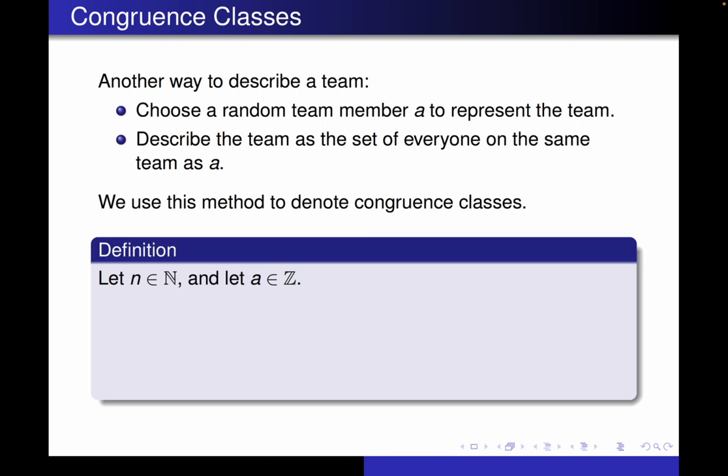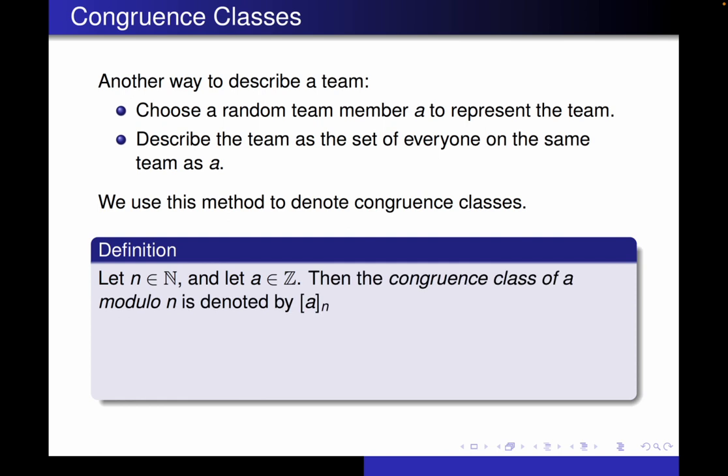So if n is a natural number and A is an integer, so A is going to be the team captain, the congruence class of A modulo n is denoted by bracket A sub n. And remember, this is a team, so this is going to be a set of numbers. And it's going to be defined as follows. Bracket A sub n is equal to the set of all x in Z, all integers x, such that x is congruent to A mod n. And if we say that in terms of the team model, we're looking at all integers x such that x is on the same team as A.